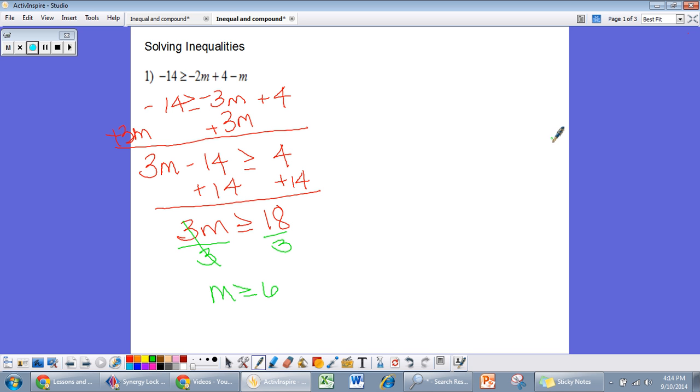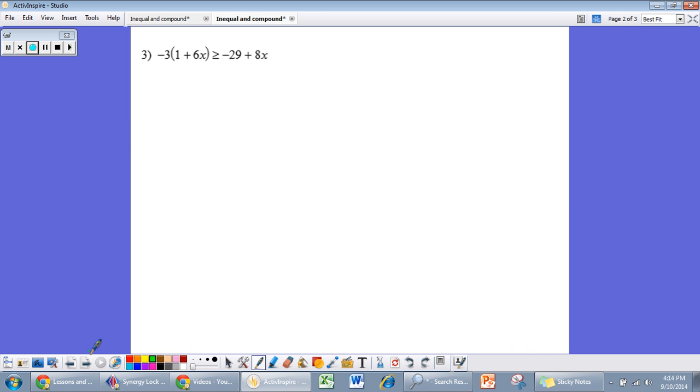Any value that's greater than or equal to 6, when substituted in place of m in both cases here and worked out, will produce a true statement when you check it. Let's take a look at the next problem. This is problem number 3 on your homework sheet. A little more involved this time.